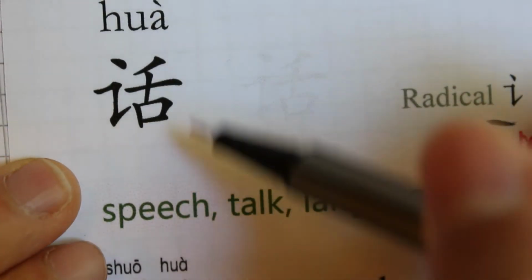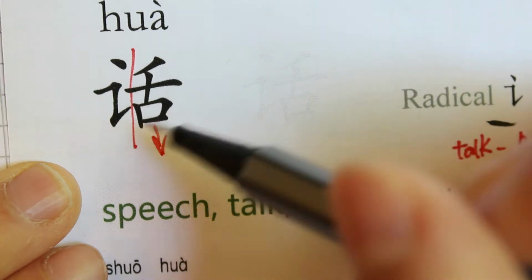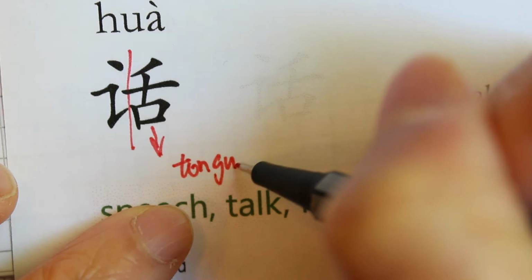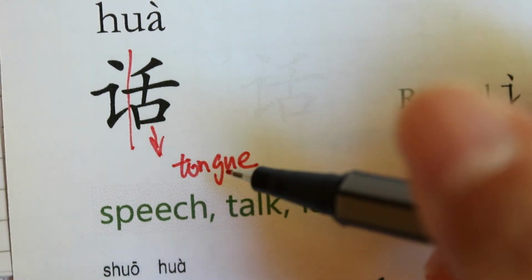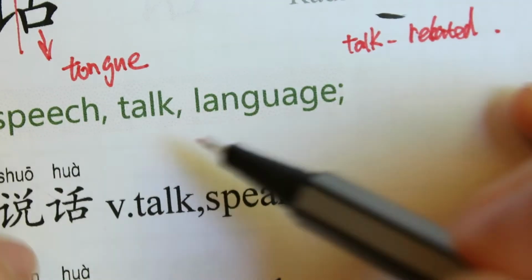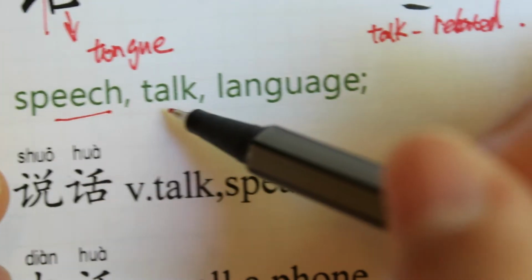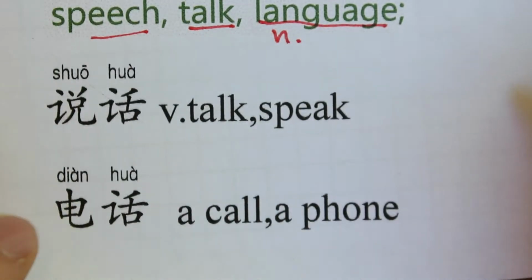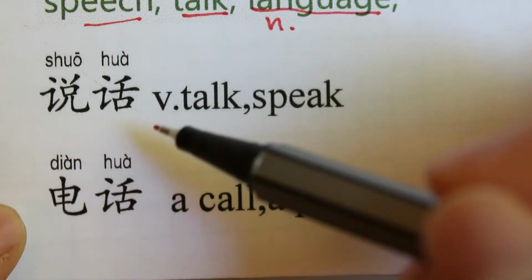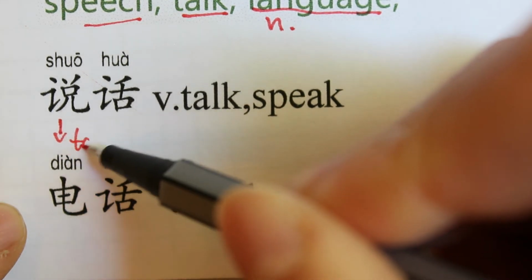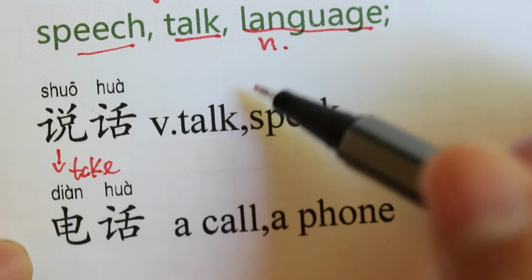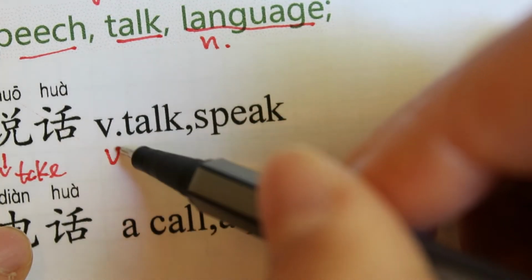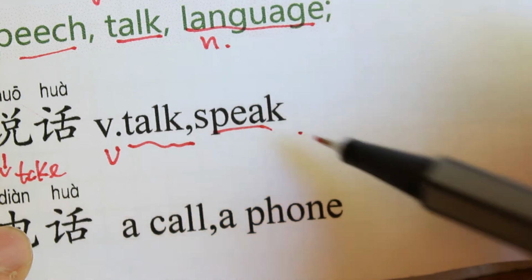And if you look into this character, its right part is the tongue, 舌头 is the tongue, so you talk with the tongue. It has the meaning of speech, talk, and used as a noun means the language. The first one, 说话. 说 has the meaning of talk, so you talk something, you talk the language. It just means, used as a verb, talk and speech.